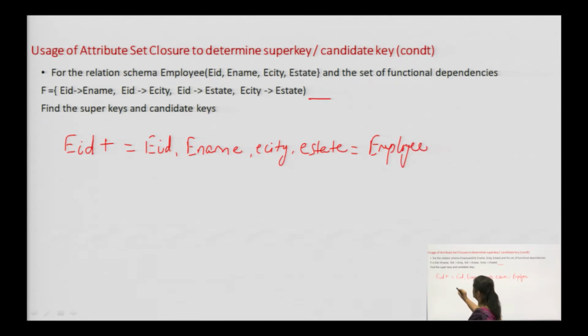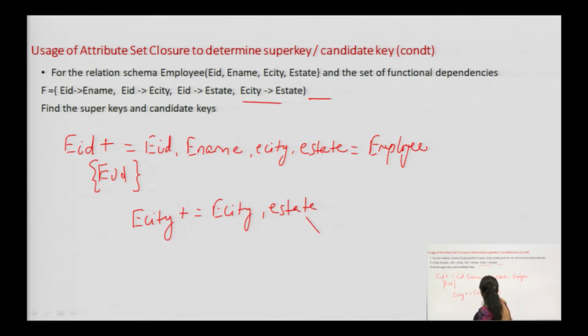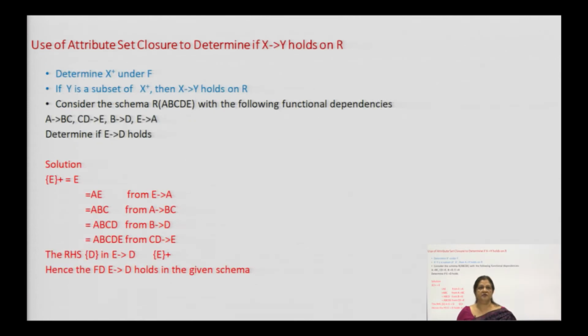which is equal to the given relation, which is employee, and hence we say that EID is a key of the relation. Next is ECT, the closure of ECT is equal to ECT and EState, which is not equal to employee, hence this is not a key. The only key is EID over here. So this is how we can find the key from the attribute set closure.